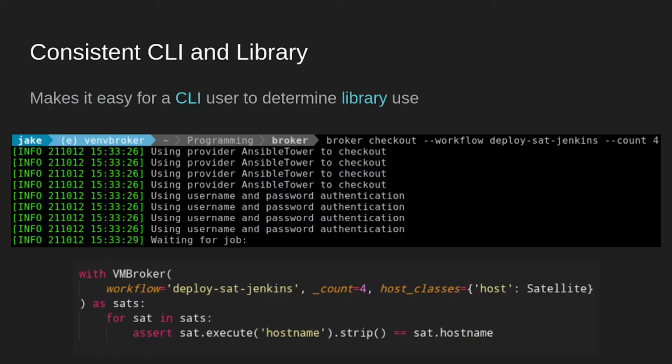By maintaining a consistent CLI and library experience, it makes it easier for CLI users to determine the library use. As you can see here, the arguments are effectively the same as you would use on the CLI. As a side note in the code example, since Broker provides a base host class, you can extend this base class for Broker to construct the classes for you. We use this to construct content host, capsule, and satellite classes, each with their own automatic setup and teardown methods. Remember that with Broker's context manager, when you enter the context manager, that's a checkout, and when you exit the context manager, that's a check-in.